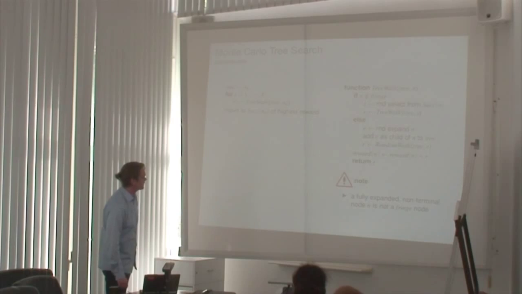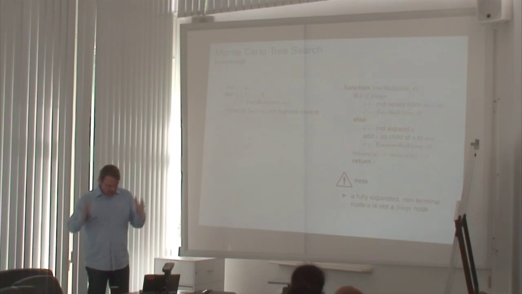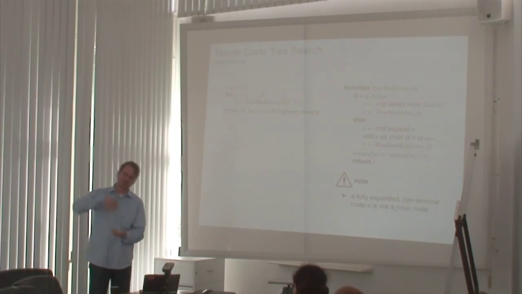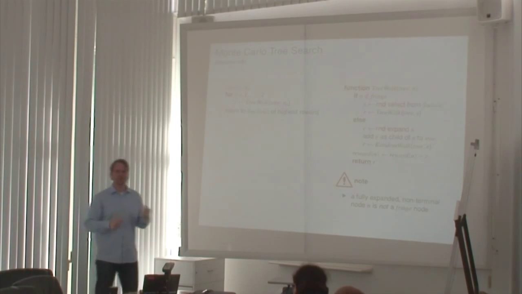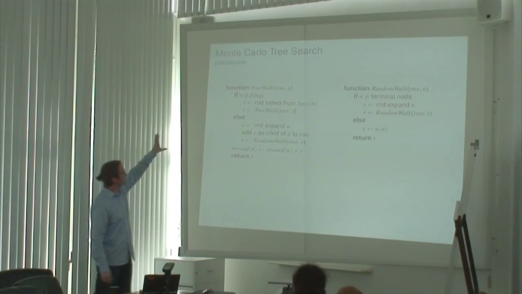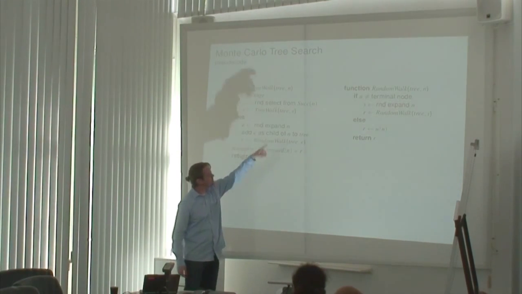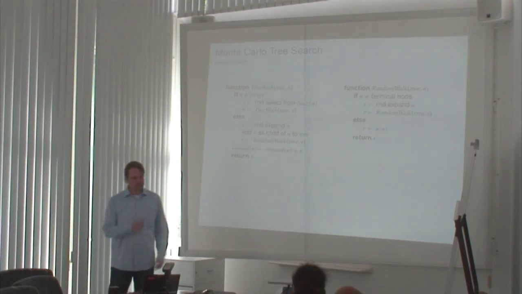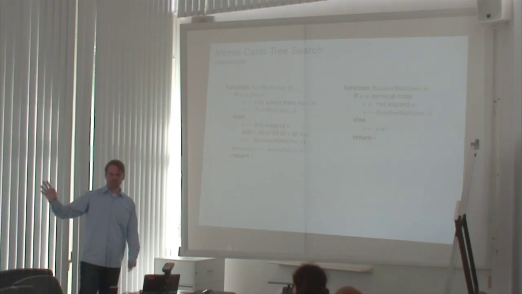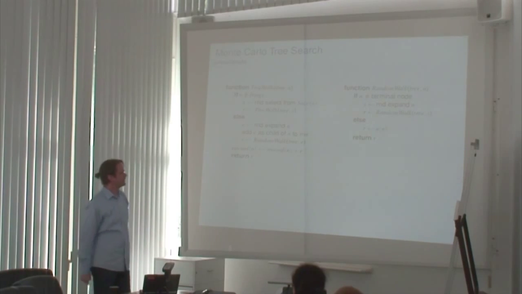But let's look at an example. First, here is, again, the notion of a fringe. A node that has been fully expanded and is not a terminal state is not in the fringe. Everything else, nodes that are not fully expanded yet and nodes that are terminal states, are fringe nodes. All right. Once again, this is the function tree walk, which has to be called recursively, and it sometimes calls this function random walk. This is basically once you have reached the fringe, from there you just randomly go down to some leaf level. Right? And whatever utility value you find there, you pass it back up. Let's look at the example.